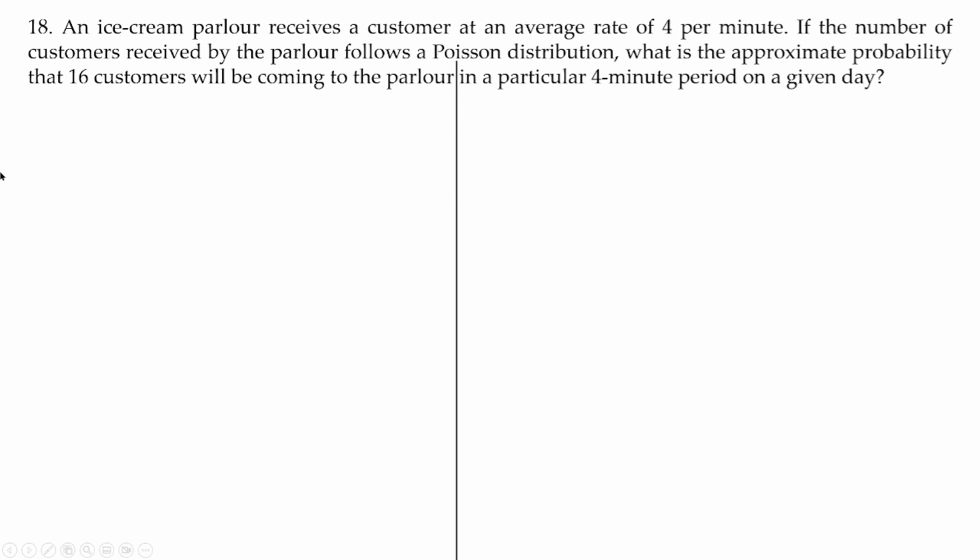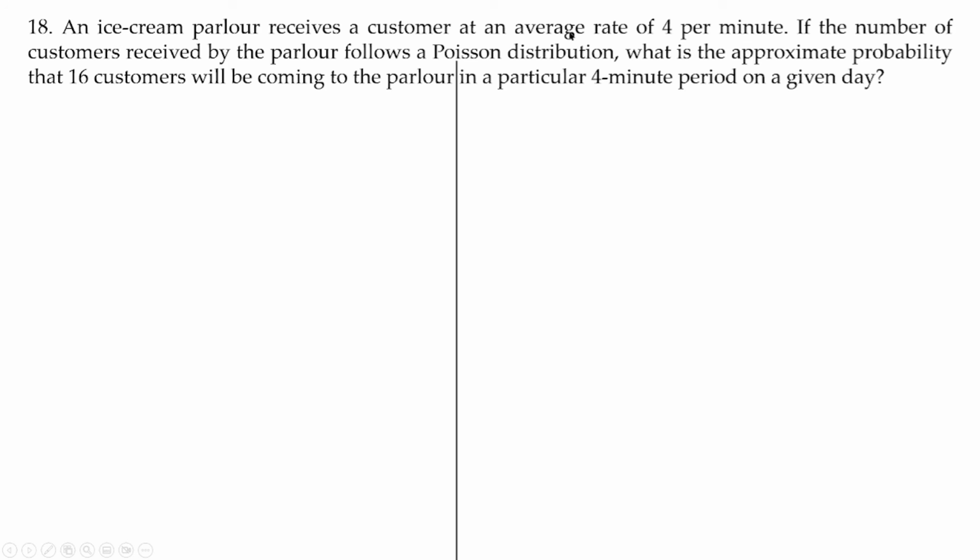Next question. In Poisson distribution, an ice cream parlor receives customers at an average rate of 4 per minute. If the number of customers received by the parlor follows a Poisson distribution, what is the approximate probability that 16 customers will be coming to the parlor in a particular 4-minute period on a given day?